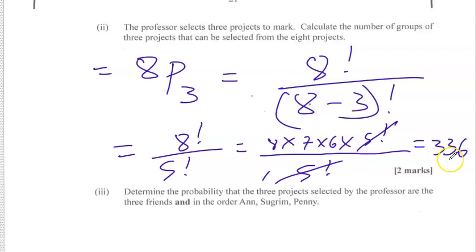And we are assuming here that the order is important. If the order was not important, then we would have used 8C3. But we're not using that since the order is important.